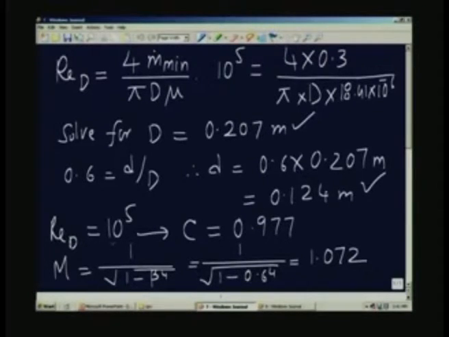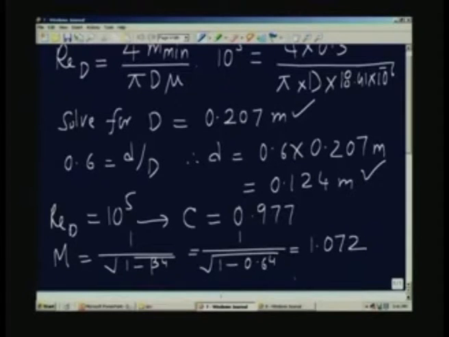And at a Reynolds number of 10 to the power 5, you remember that we had given a figure which gave the value of the coefficient of discharge as a function of Reynolds number, and from that we take the value of C equal to 0.977, and the value of M, the velocity of approach factor, is 1 over square root of 1 minus beta to the power of 4. It is 1 divided by square root of 1 minus 0.6 to the power of 4. It is 1.072.